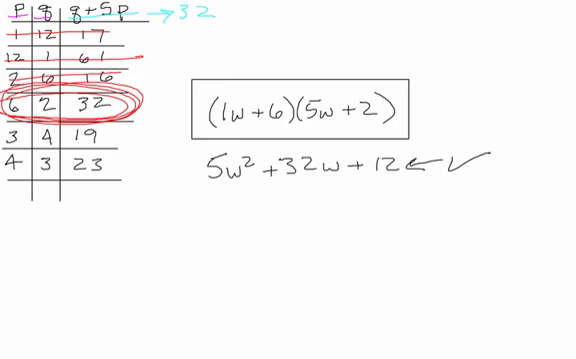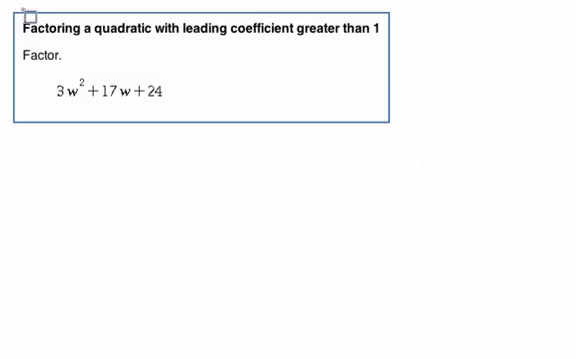Alright, one more example. So here we are factoring 3w squared plus 17w plus 24. So we know we've got two binomials, and in this case we know it's going to be a 1w and a 3w. You could also set it up to be a 3w and a 1w. It doesn't matter. You just have to keep track of what's what.